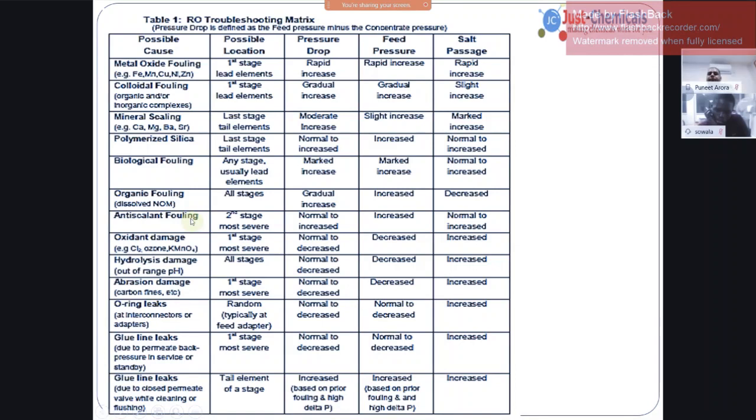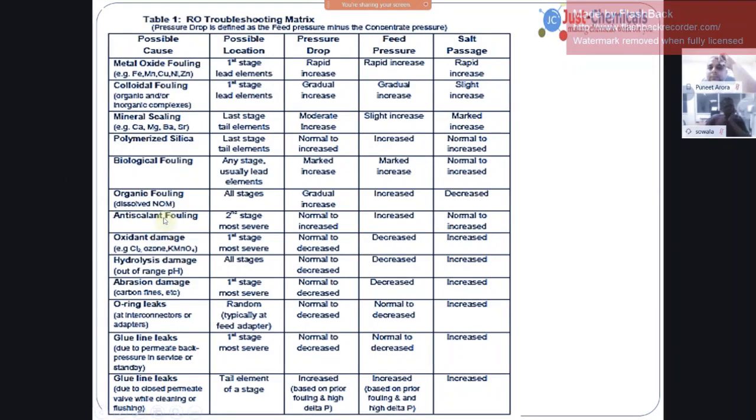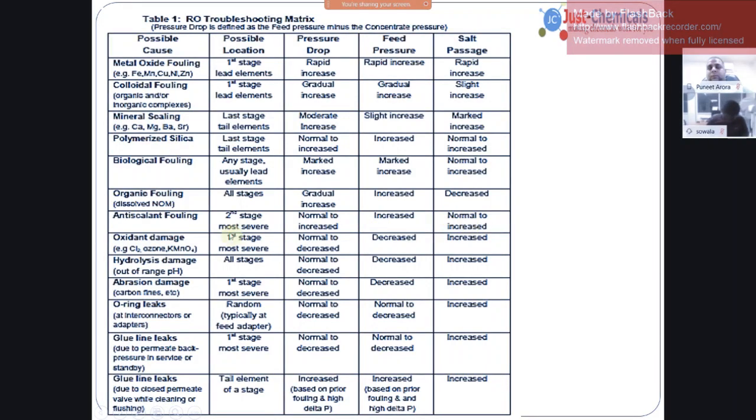And then antiscalant fouling. If antiscalant is dosed higher than the requirement, say normally antiscalants are required at 2.5 to 3 ppm, but if somebody has asked you to dose 5 ppm, then you may observe these indications: pressure drop is normal to increased, feed pressure is increased, and salt passage is normal to increased, and it will happen severely in the second stage.